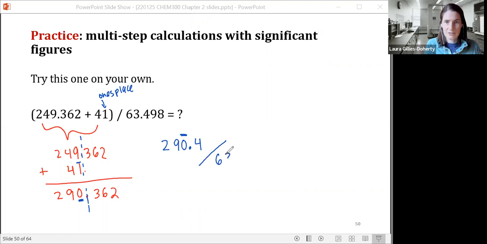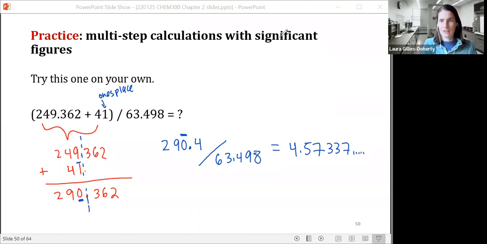290.4 divided by 63.498. I get 4.57337, and it just goes on and on on my calculator. So now we have to round this final answer to the right number of sig figs based on our final operation. So here I have 3 sig figs, and here I have 1, 2, 3, 4, 5.